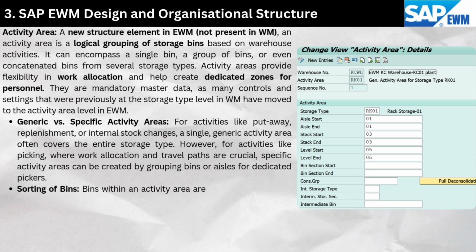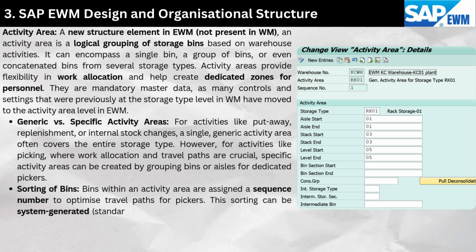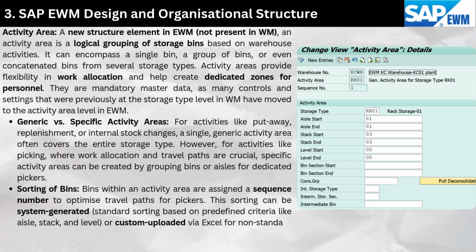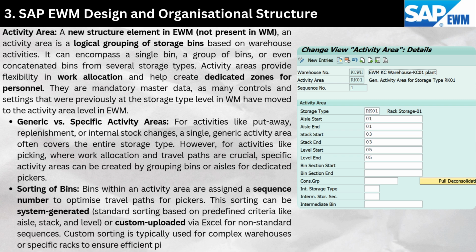Sorting of bins. Bins within an activity area are assigned a sequence number to optimize travel paths for pickers. This sorting can be system-generated, standard sorting based on predefined criteria like aisle, stack, and level, or custom uploaded via Excel for non-standard sequences. Custom sorting is typically used for complex warehouses or specific racks to ensure efficient picking sequences.